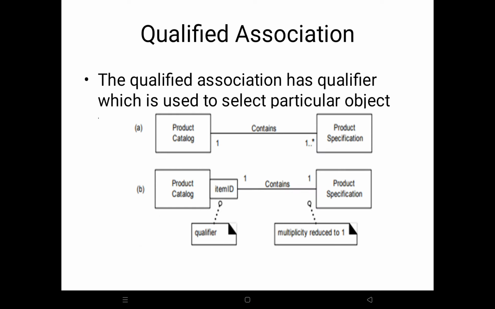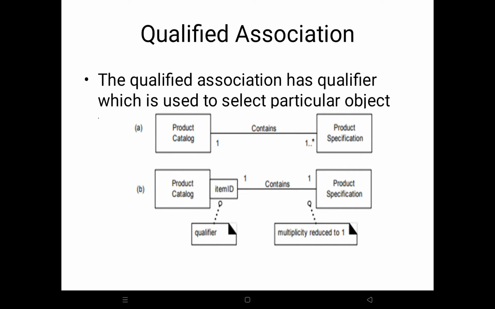What do you mean by qualified association? This is also one of the very important concepts in class diagrams. See, a qualified association is nothing but, we can select a particular object from a set of objects with the help of a qualifier. For example, a product catalog contains many product specifications. So how can we select a particular product? With the help of the item ID. See here, the item ID is the qualifier.